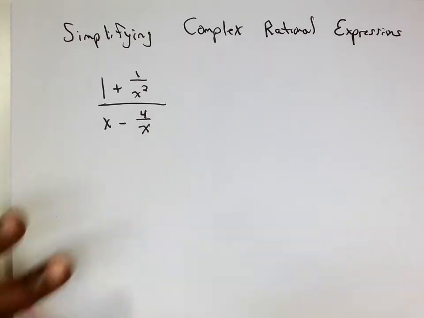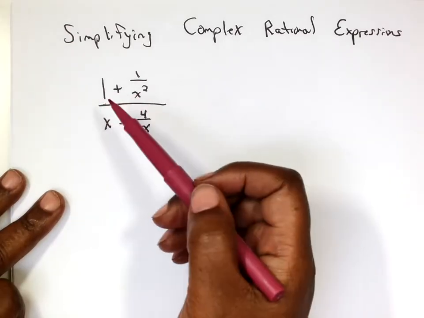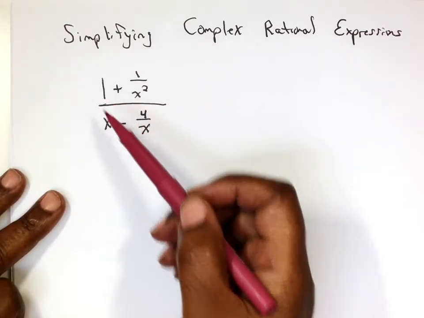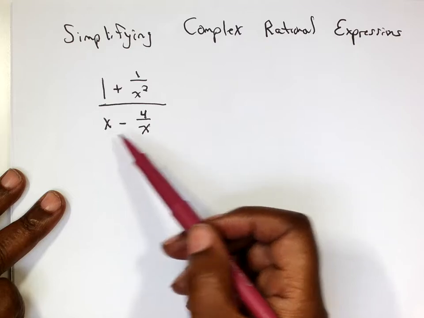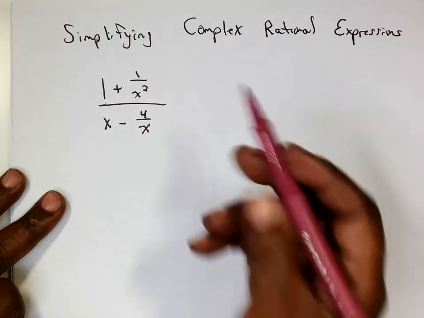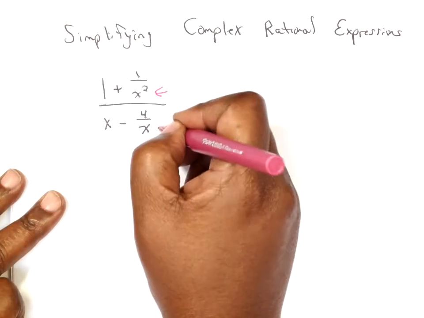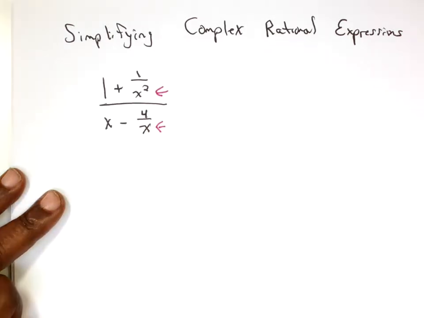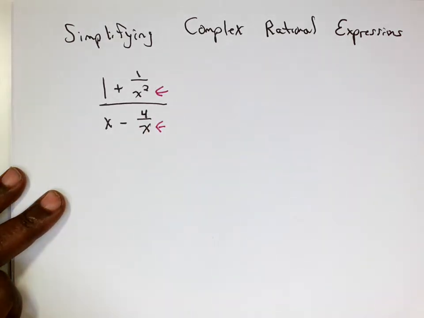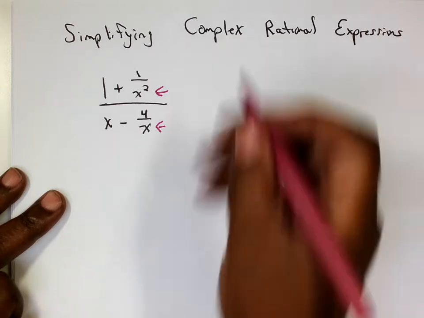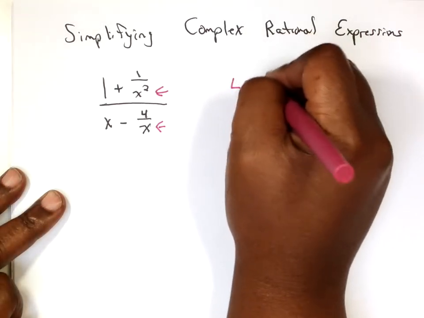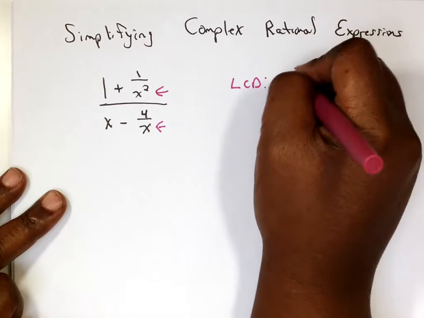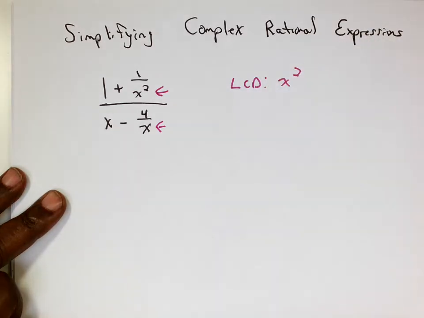So this one has a denominator of 1. It's understood, so we don't have to worry about that. Same with this x. You could put a 1 underneath it, but that's not really necessary. So what I really want to focus on are these other two where they have a denominator other than 1. So we have an x squared and an x. And what is the LCD of x squared and x? So that is x squared.